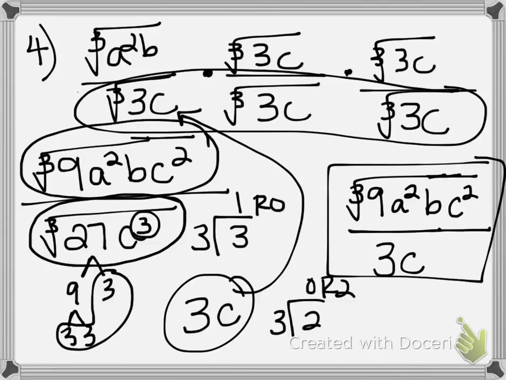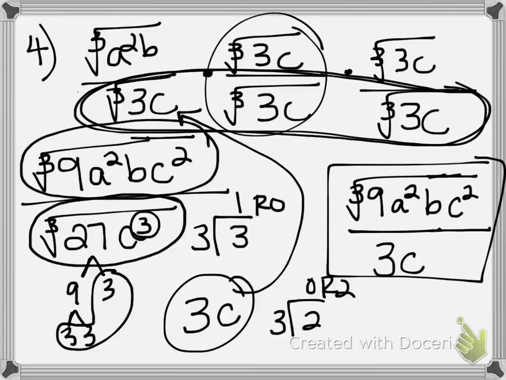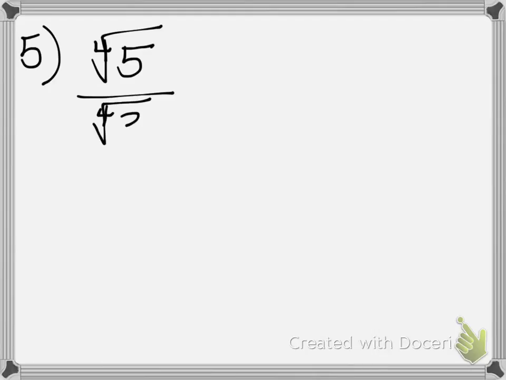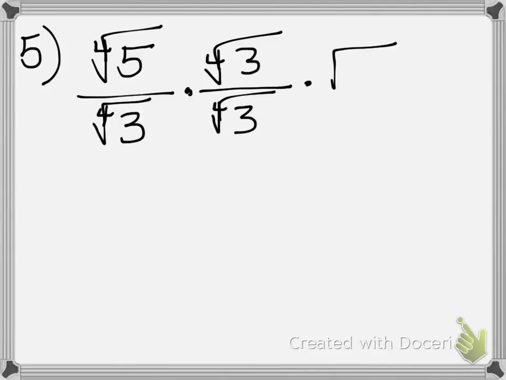So please note this was a cube root, so I had to make sure I had 3 of them. And again, whatever I'm multiplying by, it has to be the same numerator and denominator. So now let's look at number 5. Number 5, I have the 4th root of 5 over the 4th root of 3. So for a square root, I should see it twice in the denominator, and for a cube root, I should see it 3 times. Guess what the 4th root's going to be? I'm going to need to see that 4 times.